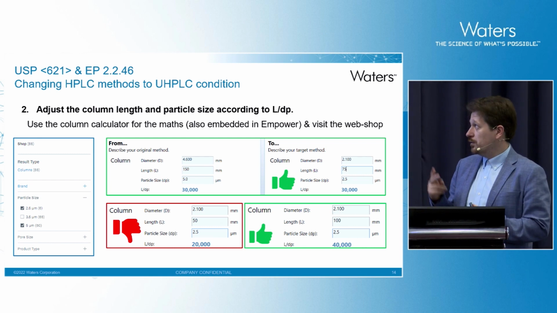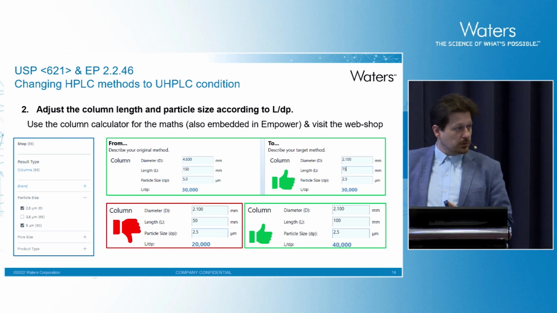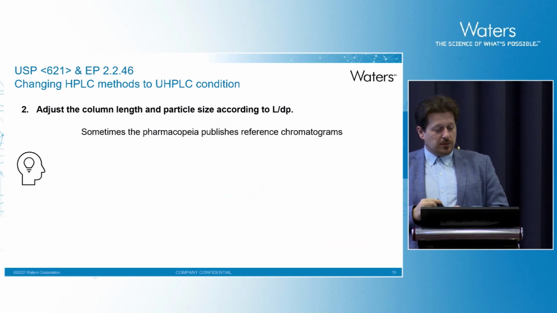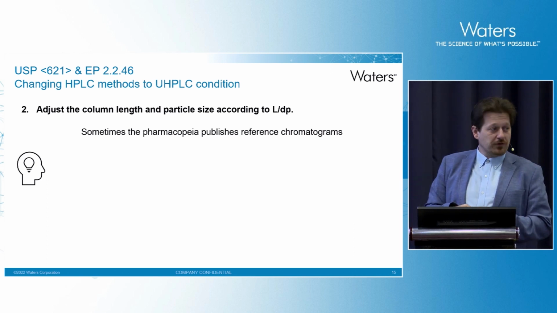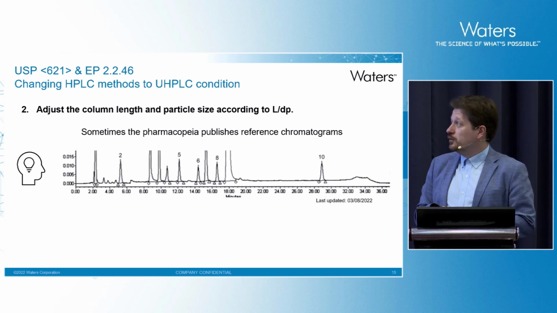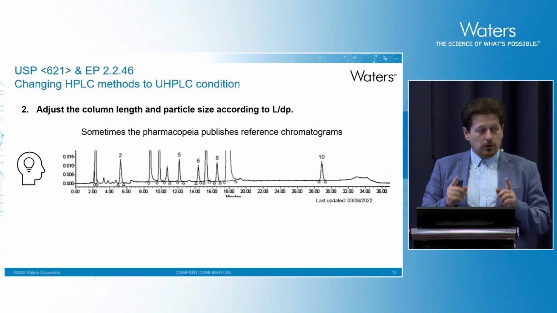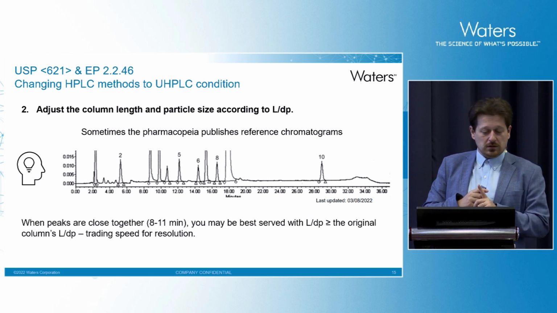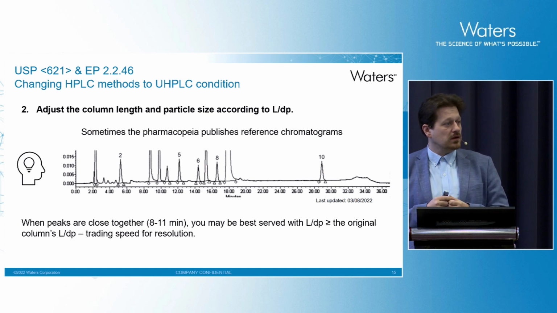So I end up picking either the top or the bottom right column. Sometimes the pharmacopoeia is nice, sometimes not. Now it is nice. It gives us a reference chromatogram. It's also embedded in the knowledge base. I may review this and see how close the peaks are together. If they're very close together, I might reject decreasing the L over dp. I might keep it the same or increase it, trading speed against resolution.